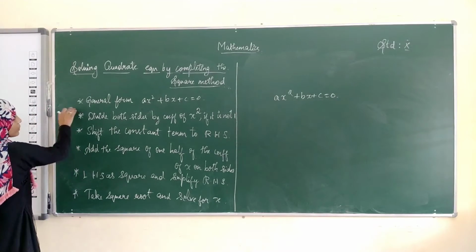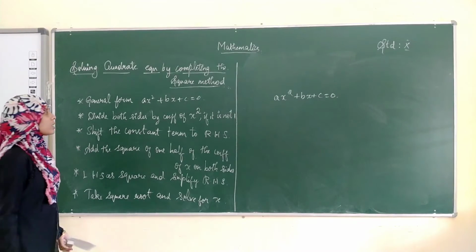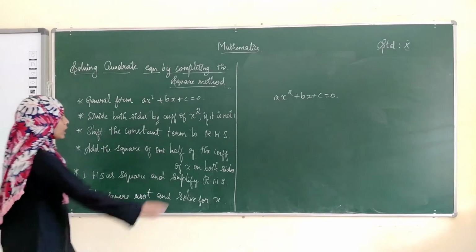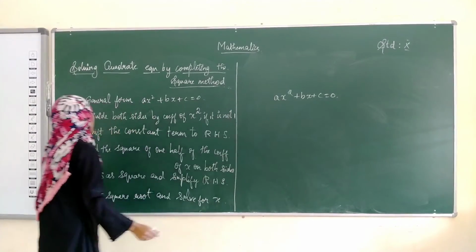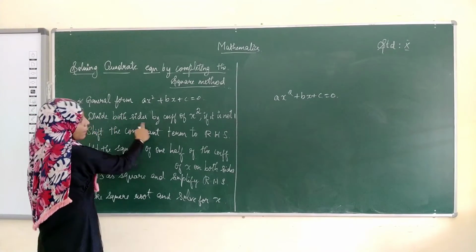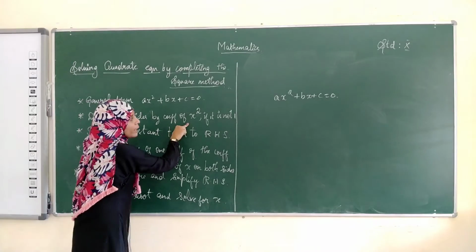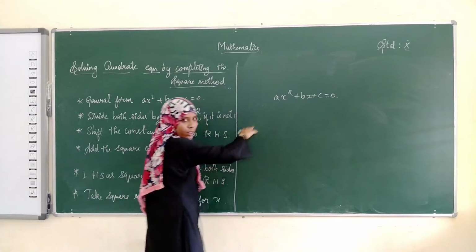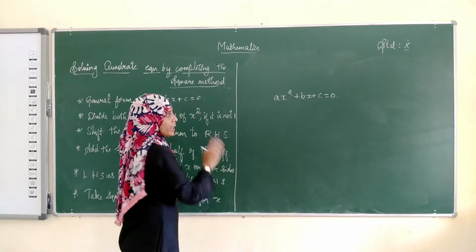Okay. So first step, we have to rewrite the given equation in the general form. The general form is ax square plus bx plus c is equal to 0. We have to rewrite in this form. The next is, we have to divide both sides of the equation by the coefficient of x square if it is not 1. See here, if it is 1, we need not divide the equation.